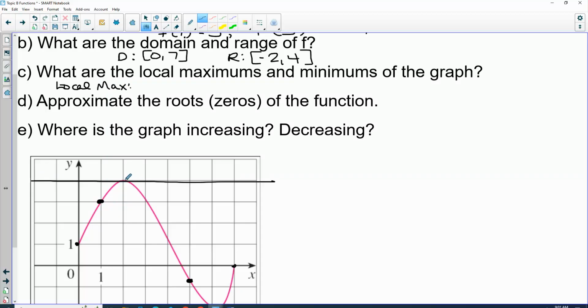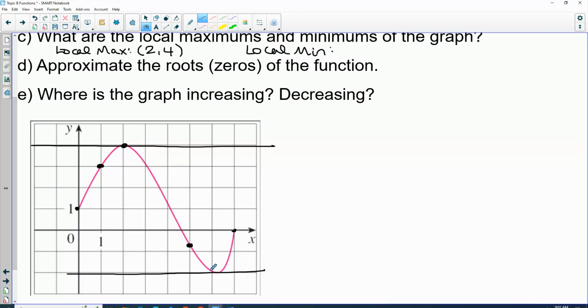My highest point is right here. So if I want to give the ordered pair, that would be 2, 4. You could write it like f of 2 equals 4. Or you could say your max is 4 when x equals 2. All those things say the same thing. My local min. So the lowest one on my graph, that one is right here. What do you think? What do you want to call that?